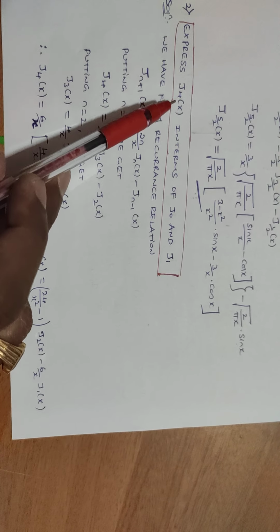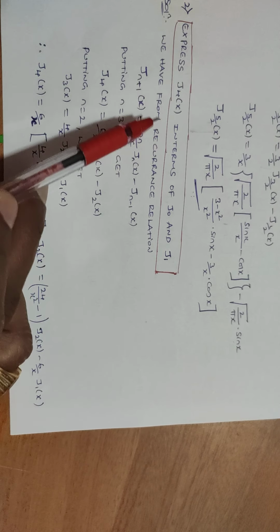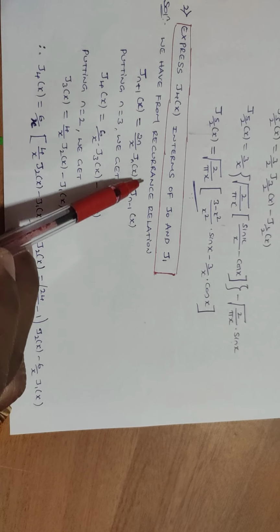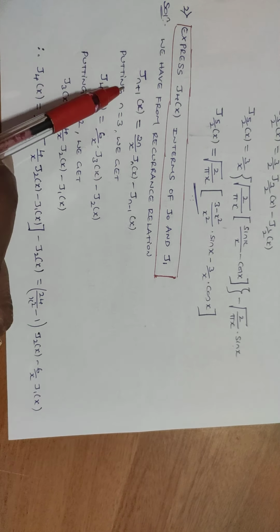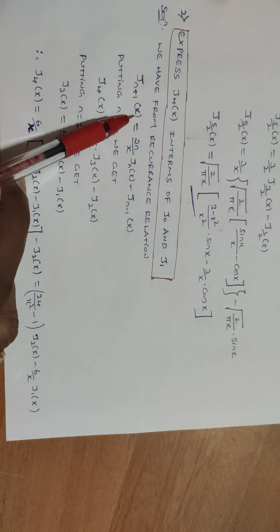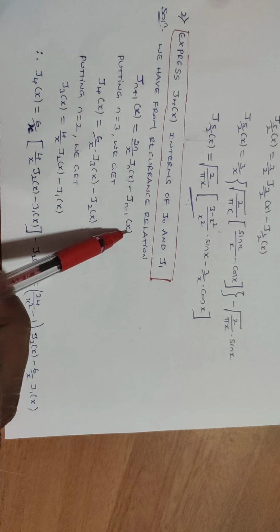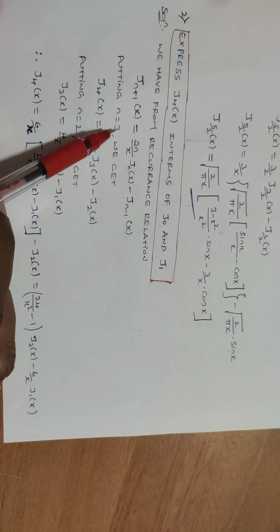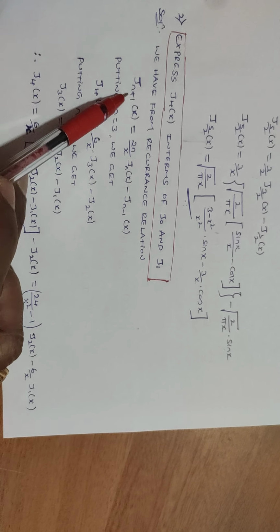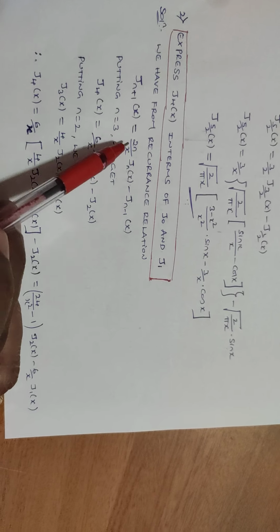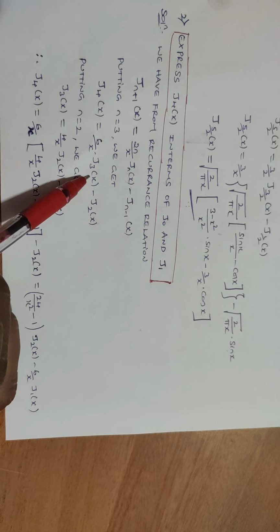Now we express J_4(x) in terms of J_0 and J_1. For expressing J_4(x), we have a recurrence relation. We have from the recurrence relation J_{n+1}(x) equals 2n by x into J_n(x) minus J_{n-1}(x). Putting n value as 3, we observe the value as J_4(x) equals 6 by x into J_3(x) minus J_2(x).